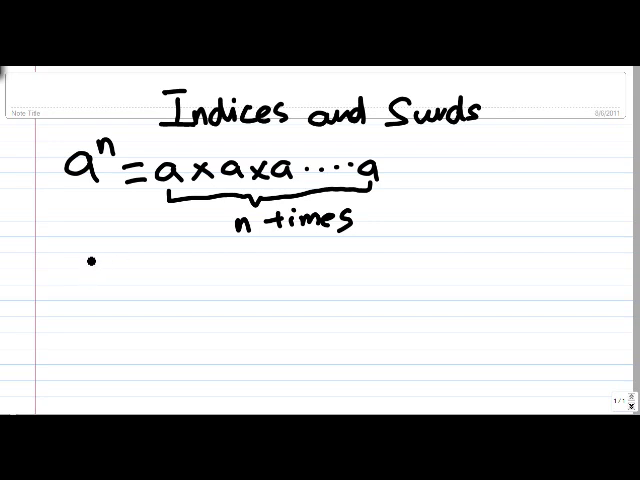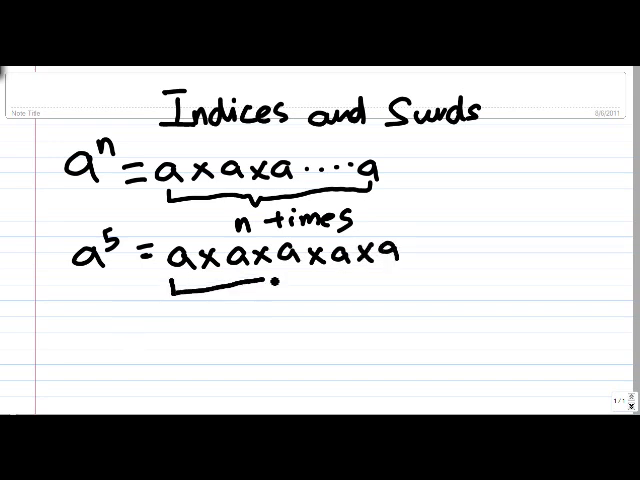Alright, so if you had a to the power of 5, what you actually have is a times a times a times a times a, 5 times. I would say this is something you should know before we start on indices.